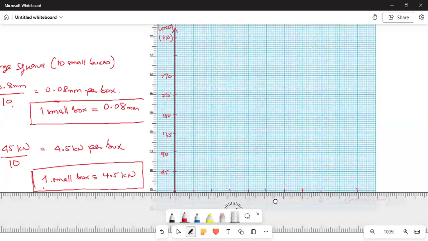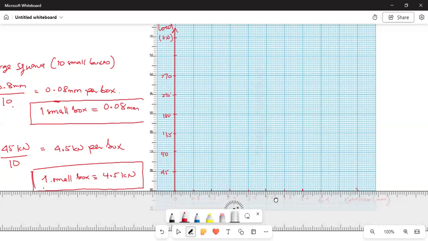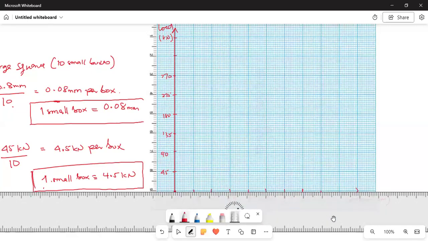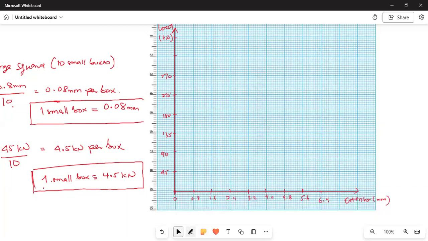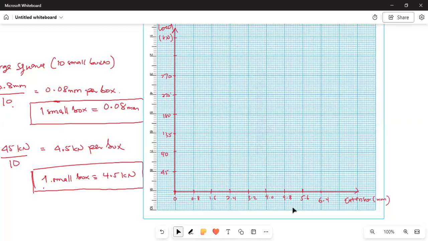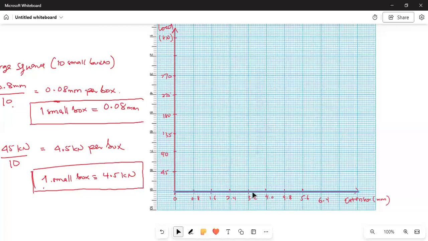This one too, I expect you to draw this line. I expect you to draw this line. Good. You see at the top. So you have to draw this line. Now that you are through with this, let us now start plotting.